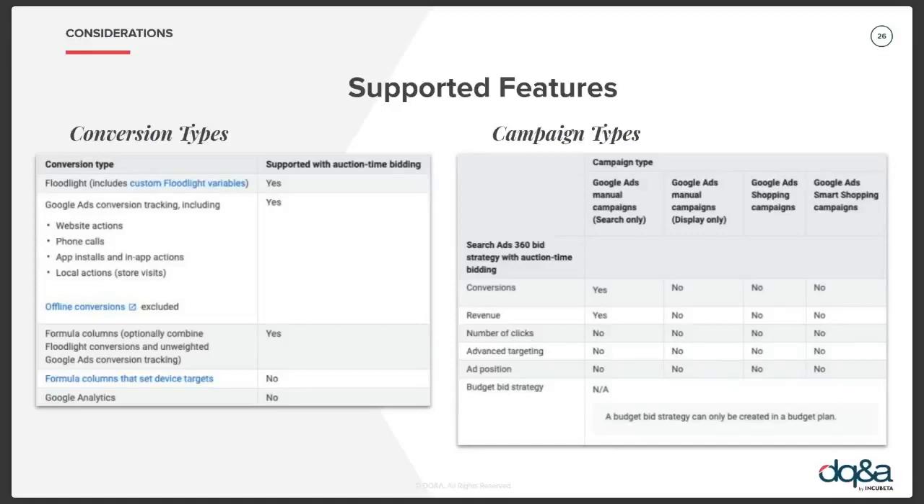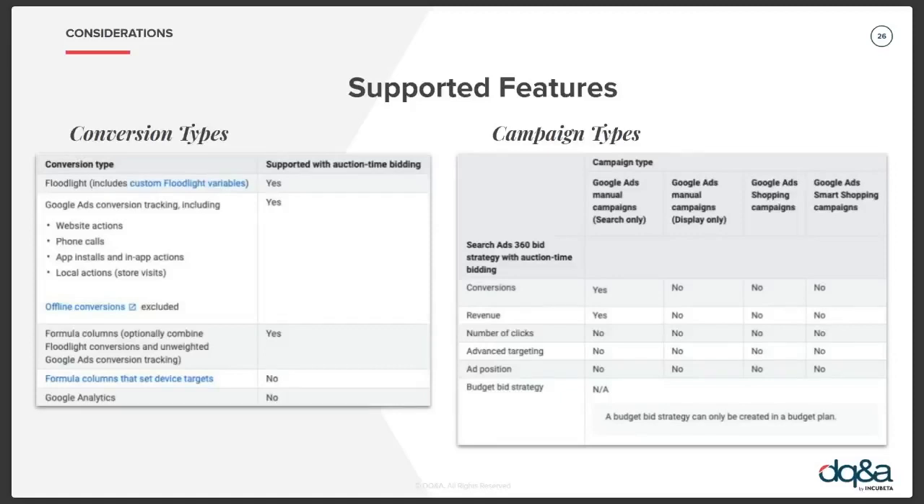And on the right-hand side of this sheet, we have what campaign types, but actually the best way to look at this is what bid strategy target is usable for auction time bidding, and specifically those top left two quadrants. So anything working to conversions or target CPA, and anything working to revenue or target ROAS. What we can't use it for is click-based strategies or positional targeting or budget bid strategies either.